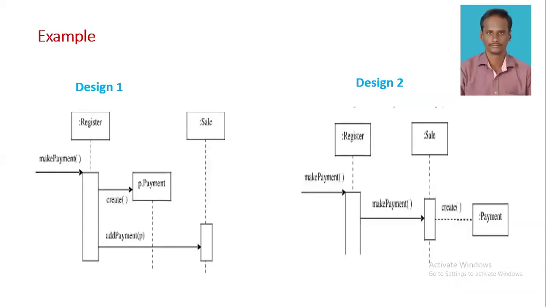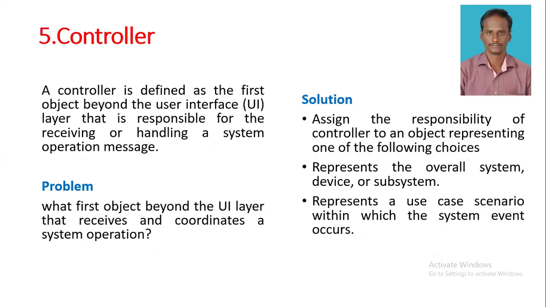This is the example. Just see, we have two classes, register and sale. The register is responsible for making payment and is also responsible for making payment with the sale class. It has been changed into design two. The register is only responsible for making payment, and sale can create a payment. Yes. And the fifth one is controller.